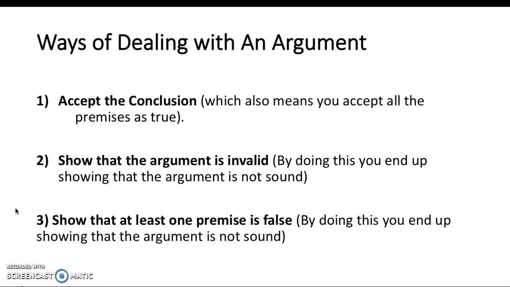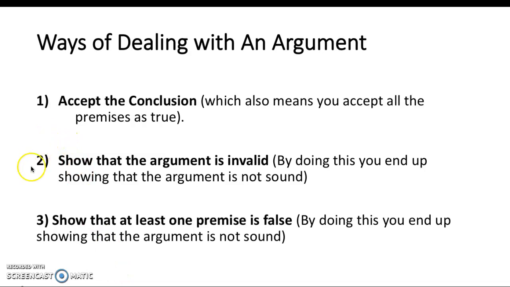Finally, when dealing with an argument, there are only 3 options at your disposal. 1, you can accept the conclusion, but you can't just reject the conclusion of an argument. If you come in contact with an argument whose conclusion you do not like or do not believe, you can't merely reject the conclusion. There are only 2 other options for you. You can show that the argument is invalid and that's why you don't accept the conclusion, or you can show that the argument has at least one false piece of information, one false premise, and that is why you don't agree with the conclusion. Merely rejecting the conclusion of an argument because you don't like it is not an option for us. So these are the only 3 options for us when dealing with an argument.